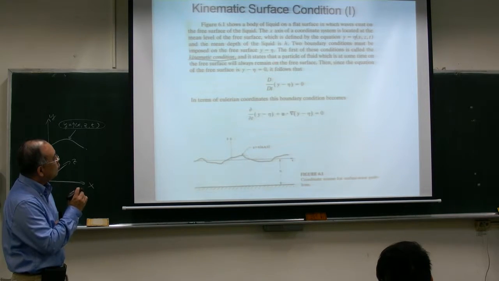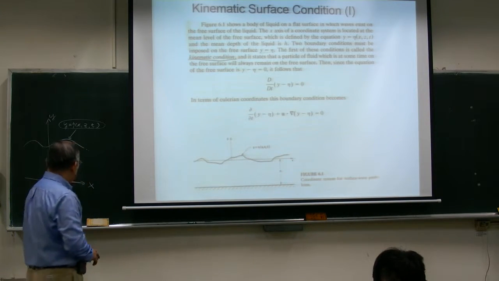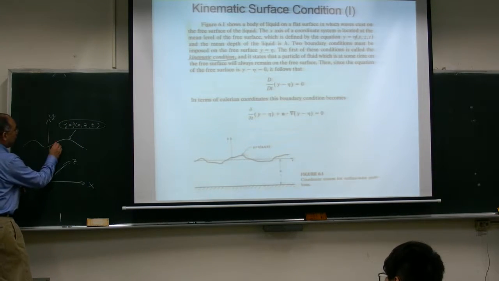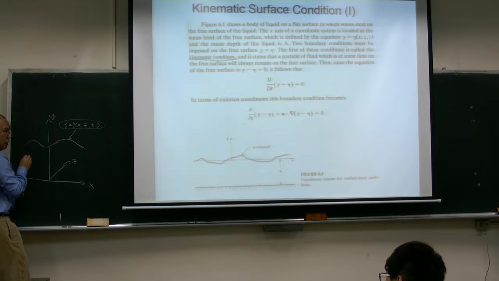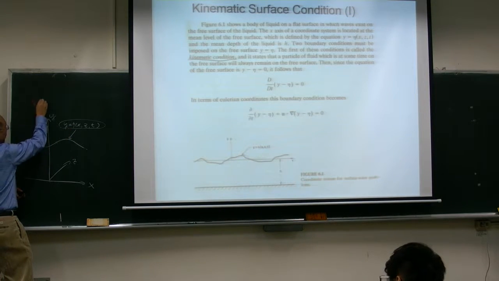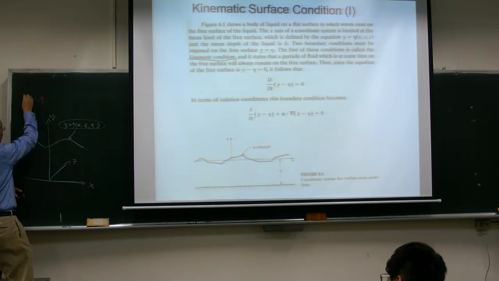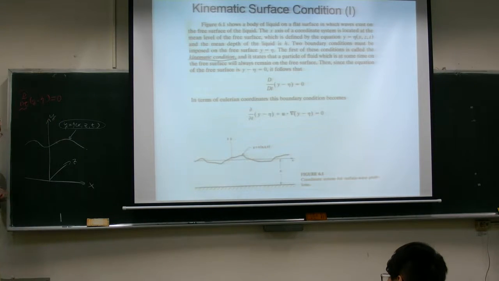Take the substantial derivative. The physical meaning is this: when you have a fluid particle, any fluid particle here, it is always on the free surface. How do we define the fluid particle on the free surface? It's y minus η, and this is equal to 0. And D/Dt follows a substantial particle, right? Following a fluid particle, this fluid particle doesn't change with time on the free surface.